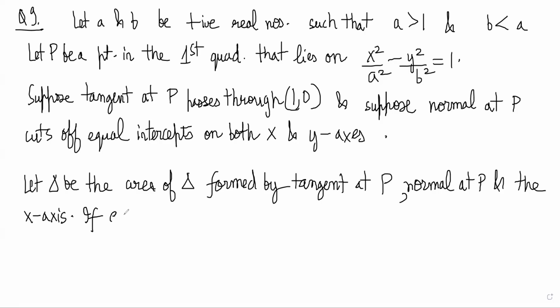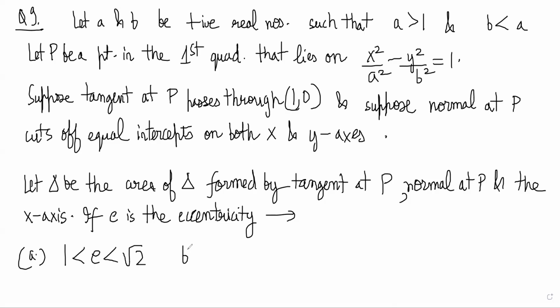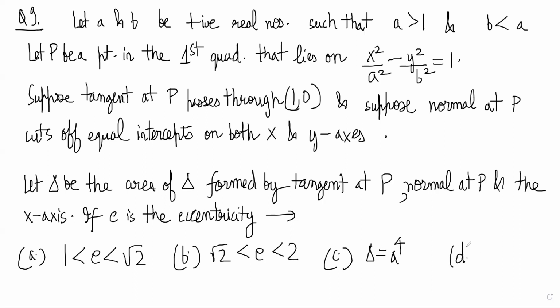If e is the eccentricity of the hyperbola, then which statements are true? The first statement is 1 is less than e is less than root 2. The second statement is root 2 is less than e is less than 2. The third statement is delta is equal to a power 4, and the fourth part is delta is equal to b power 4. So this is the problem.